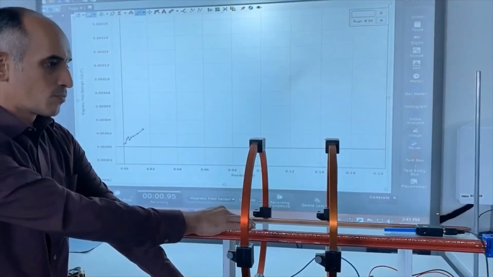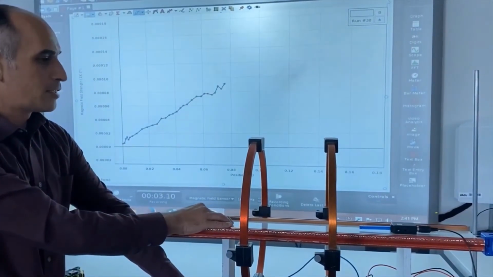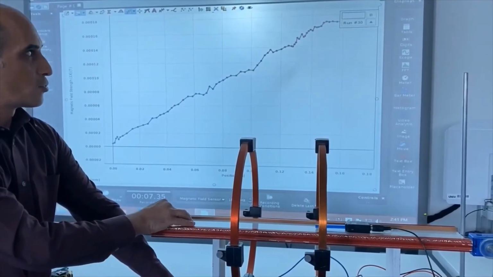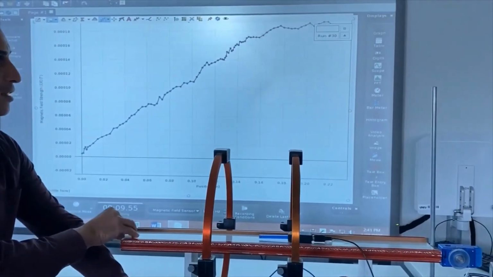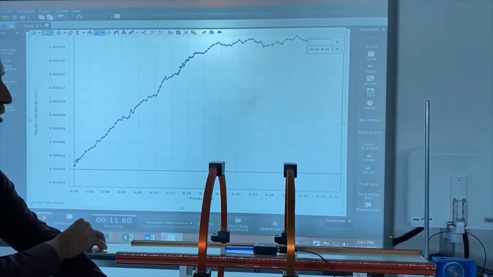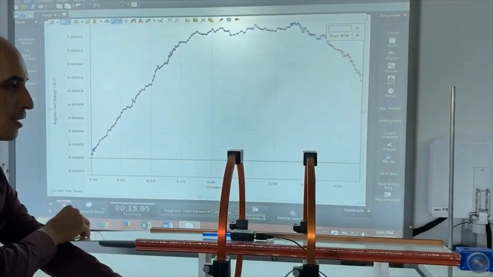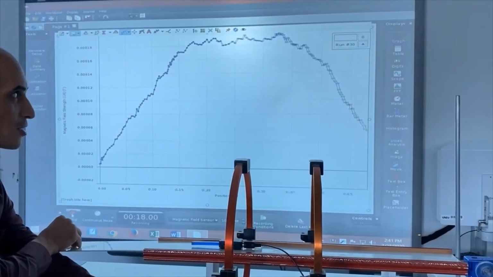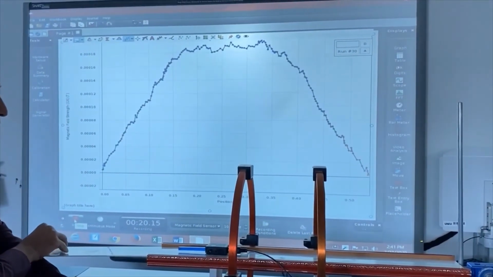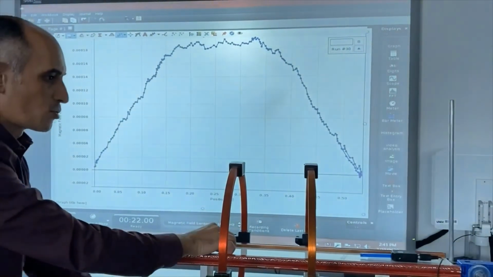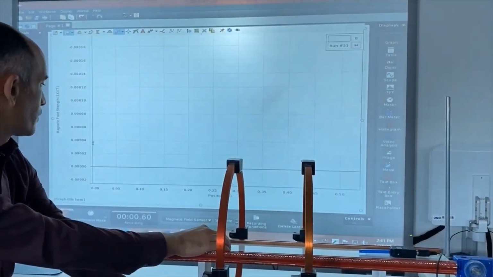Now the sensor is moving close to the coil, so the magnetic field is increasing. In the area between the two coils, notice how the magnetic field is almost constant, a straight horizontal line. And after it passes the second coil, it starts to decrease again. I will repeat it quickly. So you see a smooth curve.